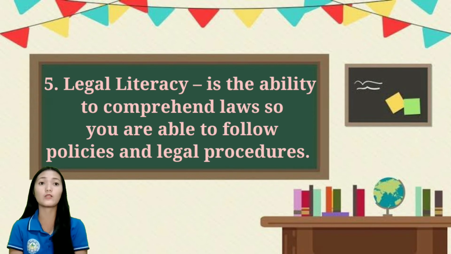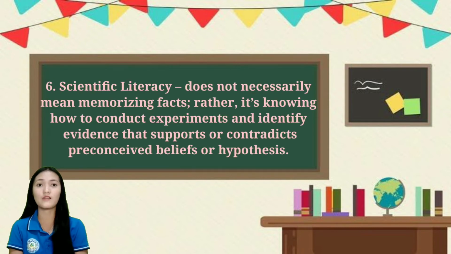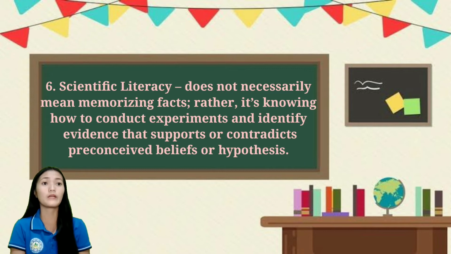It is the ability to comprehend law so you are able to follow policies and legal procedures. 6 is scientific literacy. Does not necessarily mean memorizing facts. Rather, it's knowing how to conduct experiments and identify evidence that supports or contradicts preconceived beliefs and hypotheses.